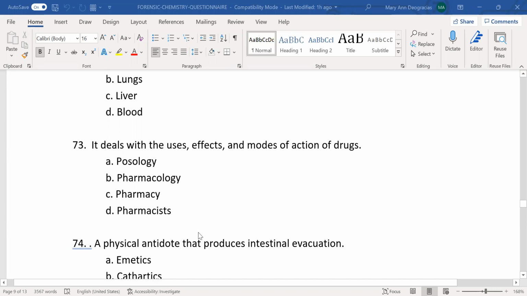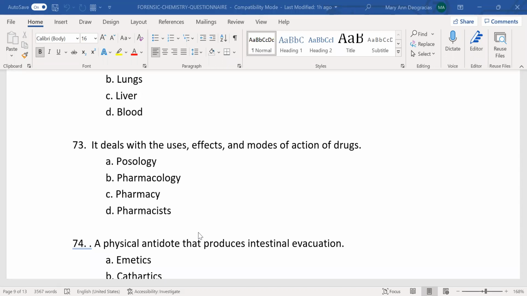Alright, 73. It deals with the uses, effects, and modes of action of drugs. A, posology. B, pharmacology. C, pharmacy. D, pharmacist. Wala na yung C and D. Okay, pharmacology. Effects and modes. How about posology? Ang sagot B talaga, pharmacology. Uses and effects. Ang posology is amount.